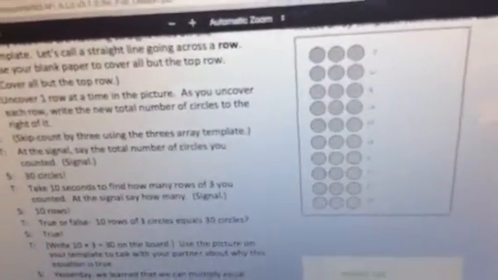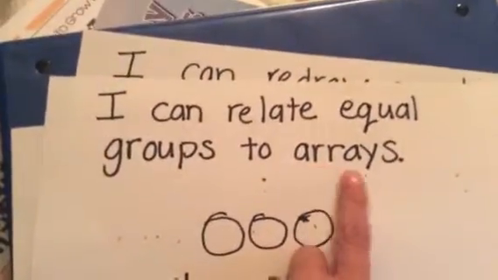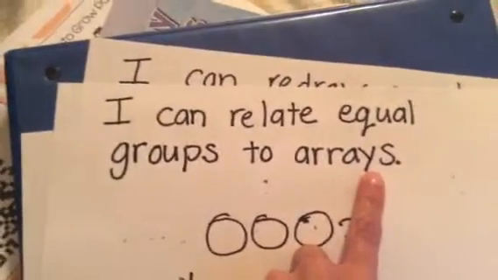Now when you look back at this picture on your paper, this is called an array. That might be a new word for you. It's an array because the problem is organized in rows of equal groups. So whenever you see that, when you're doing multiplication, that is called an array. So when you look back at your learning goal, I can relate equal groups to arrays, that's what an array is.